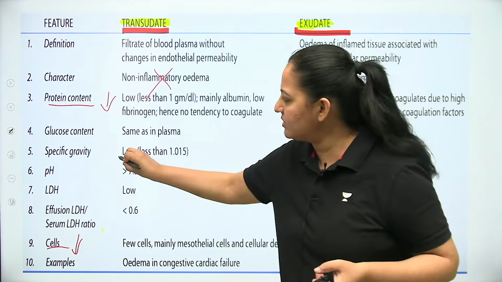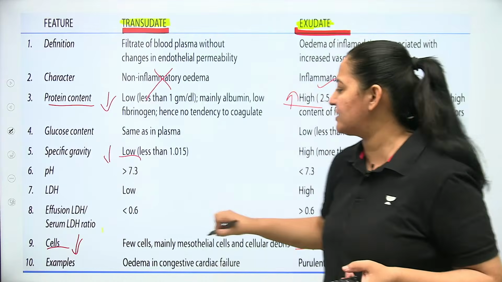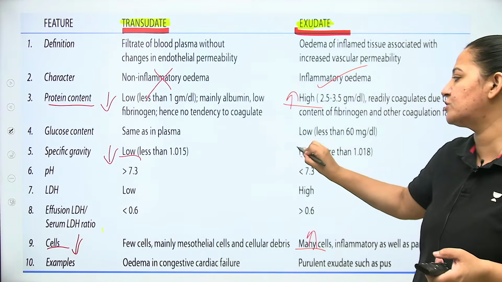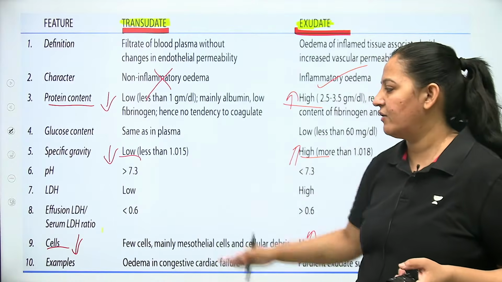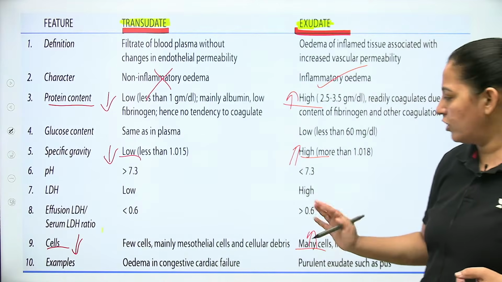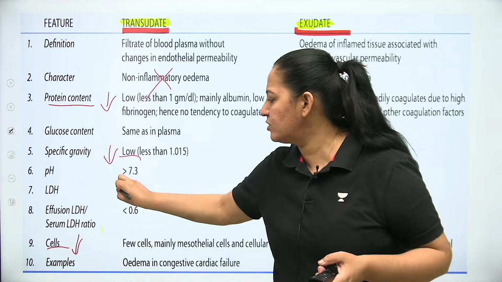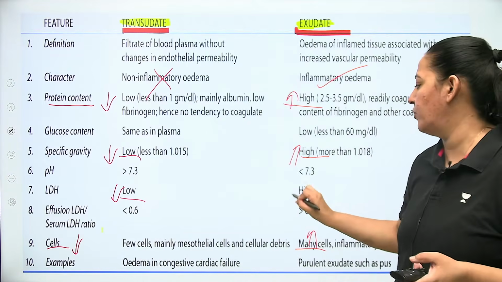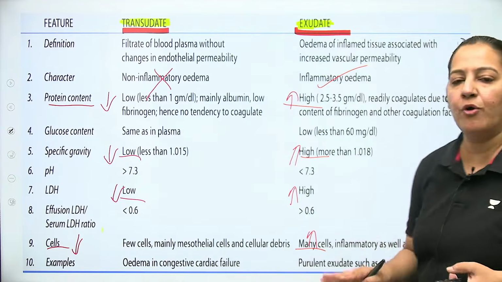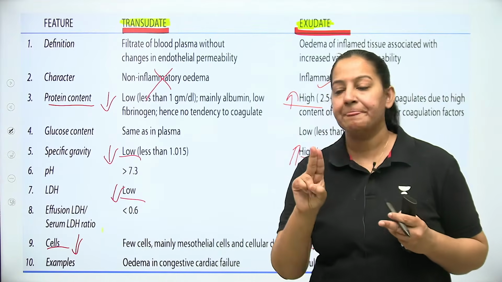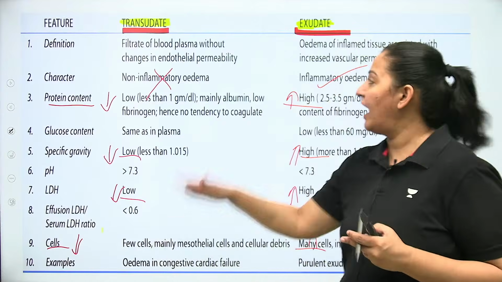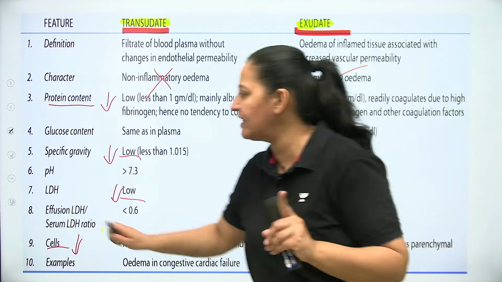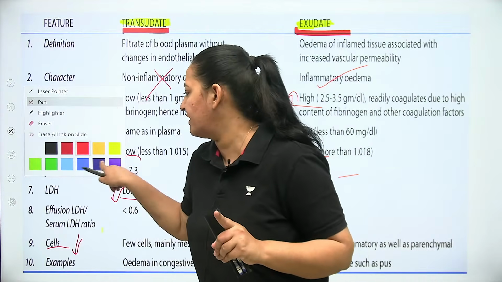Here specific gravity is also less because protein is less. Here protein is more, so specific gravity is more. So protein, cell, specific gravity, all are less here. Not only this, LDH also. Here LDH is less, here LDH is more. So these 4 things, protein, cell, LDH and specific gravity, are less in transudate and they are more in exudate. Only one thing is opposite that you have to take into consideration.